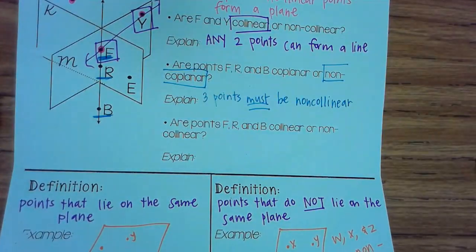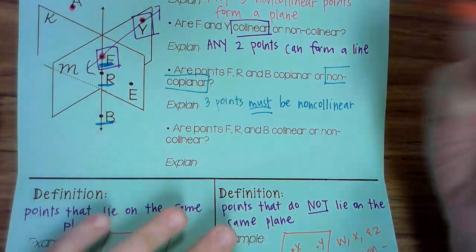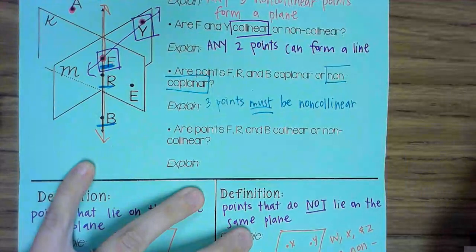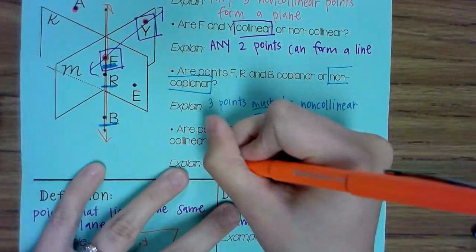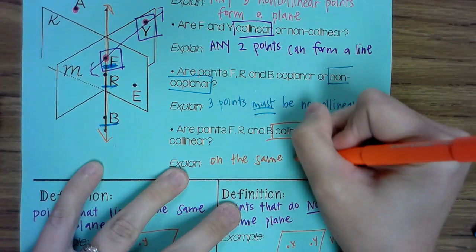Okay, last question for that example. Are the points F, R, and B collinear or non-collinear? So we kind of just talked about this. F, R, and B, collinear, non-collinear, they all form this one line together. That makes them collinear. So my reasoning there is going to be those 3 points are all on the same line.